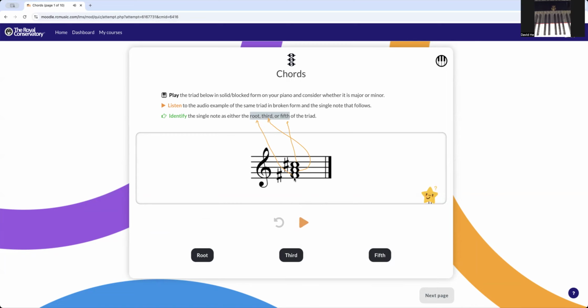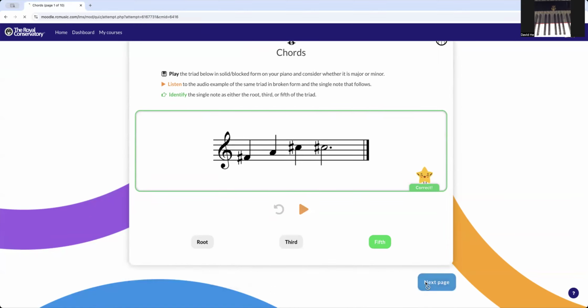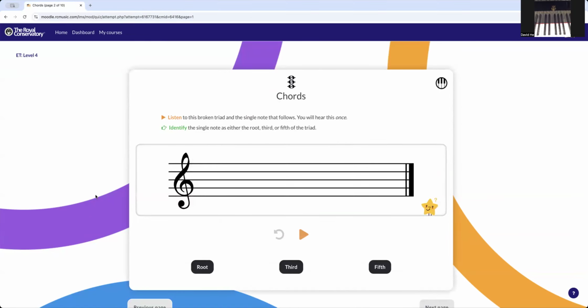Okay, apparently this one's the top one. Bum bum bum. This one is the highest, so this one is the fifth. Okay. Next page, we're going to do one more, and then we're going to move to the next level.